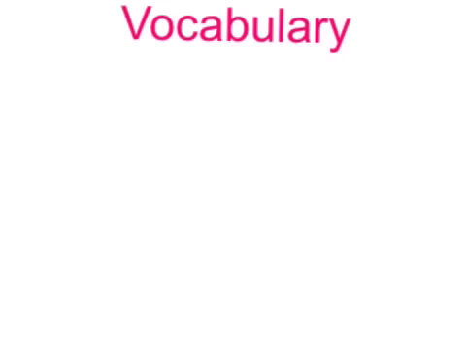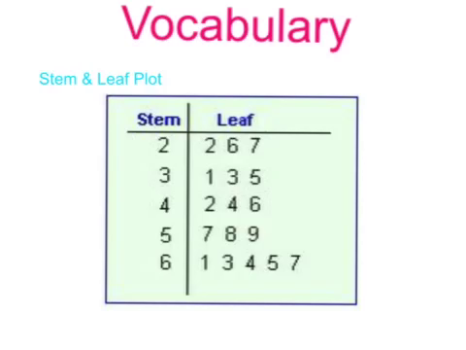Now let's go over some important vocabulary that you will need to know and understand for today's lesson. Stem and leaf plot, a display of data values in which digits with larger place values are known as stems and digits with smaller place values are leaves.